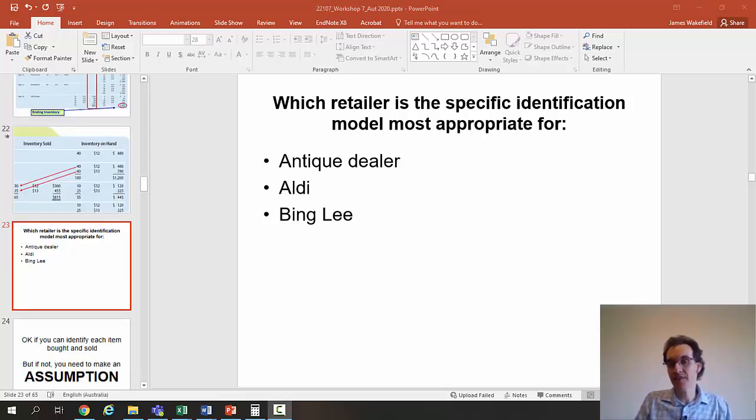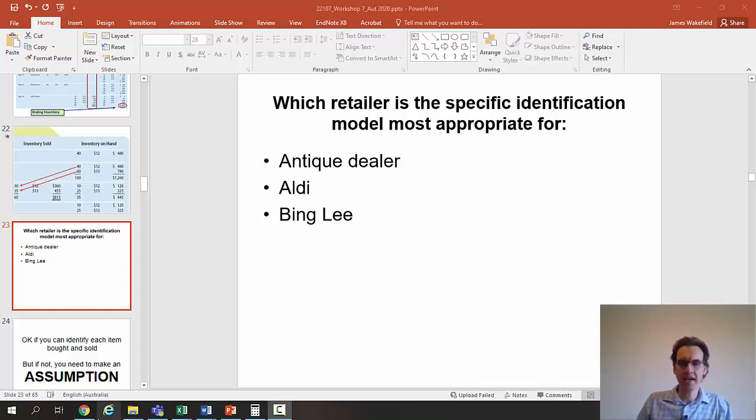The one that is the best fit to use the specific identification method is the antique dealer, because antique dealers have a specific cost associated with each individual item they are selling. Their turnover is usually less, so they can better track what the actual cost of each item is they are selling, and therefore determine the cost of goods sold associated with each sale.